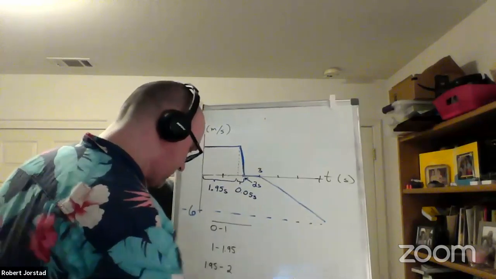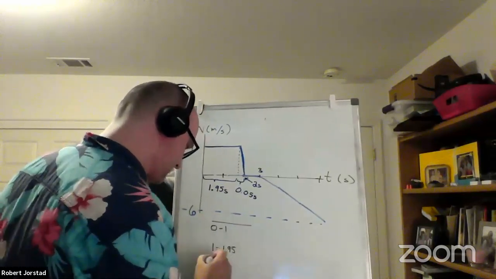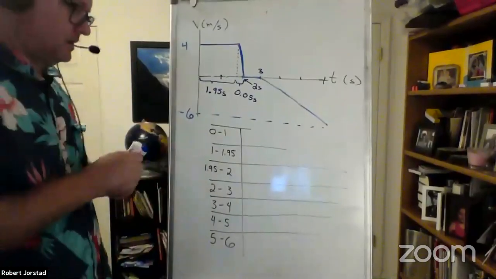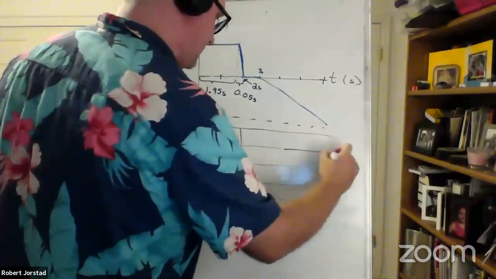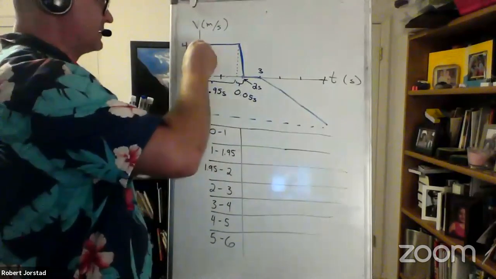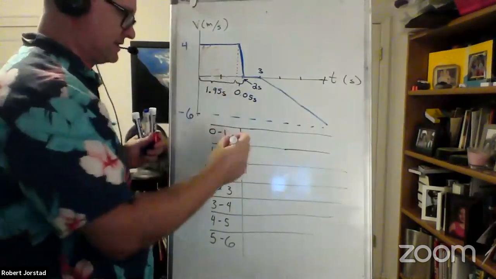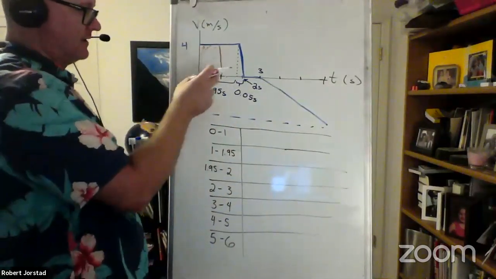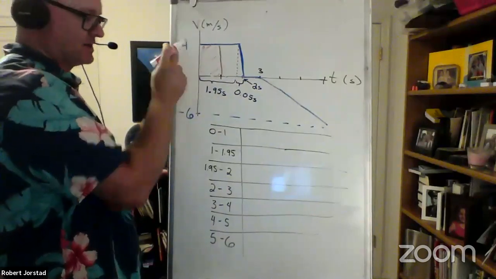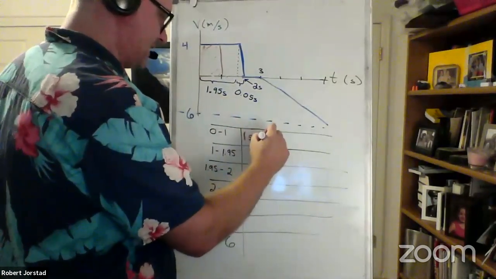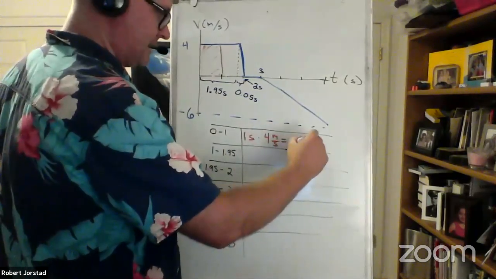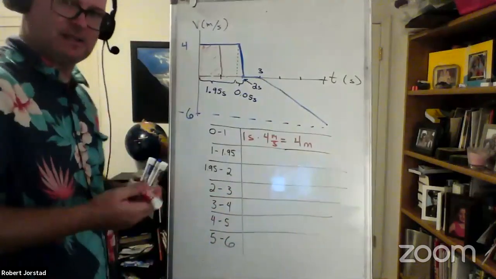I'll light up the whiteboard in a minute. And so the area here, this first area, that's pretty easy. That's just 4, right? But let's get the units. Okay, so if this is 1 second and this is 4 meters per second, it's 1 second times 4 meters per second. That area is just 4 meters. And so notice it has the right units.